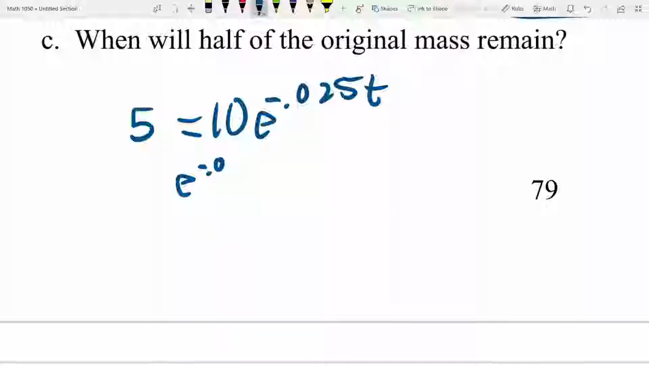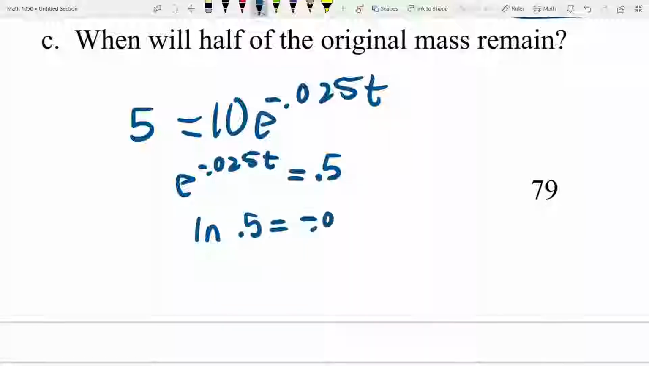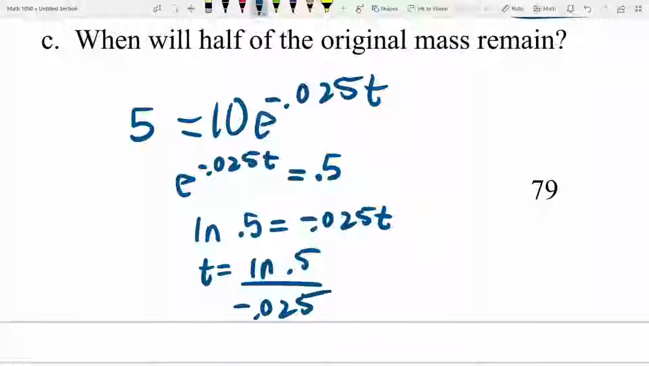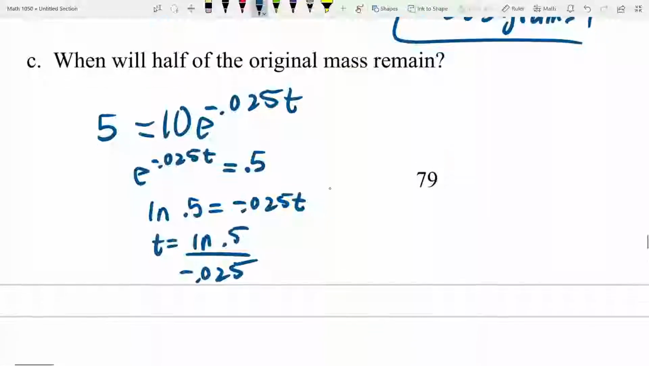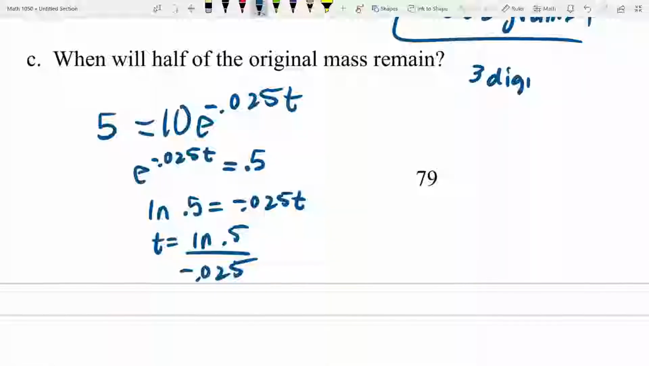So e to the negative 0.025t is equal to 0.5. Now I convert: ln 0.5 is equal to negative 0.025t. And now I divide. So I have ln 0.5 divided by negative 0.025. So everybody go ln 0.5, close it off, divided by negative 0.025, hit enter. There's my answer. Let's say they told us to go 3 digits.